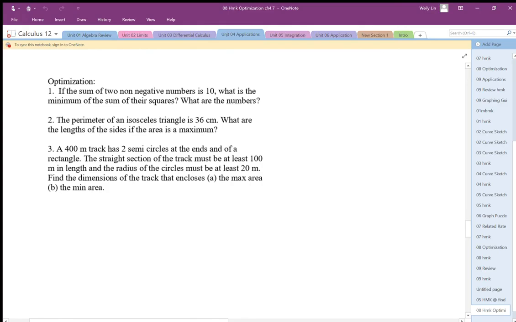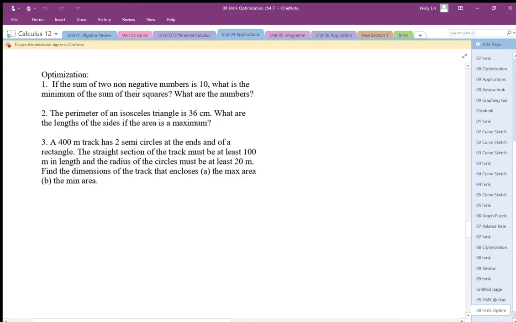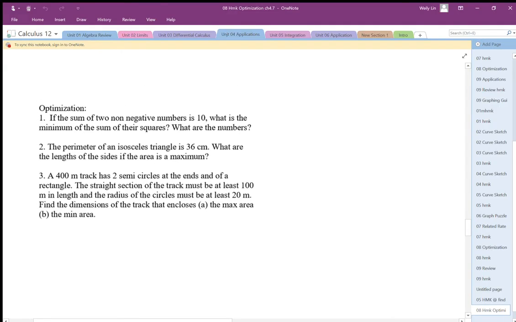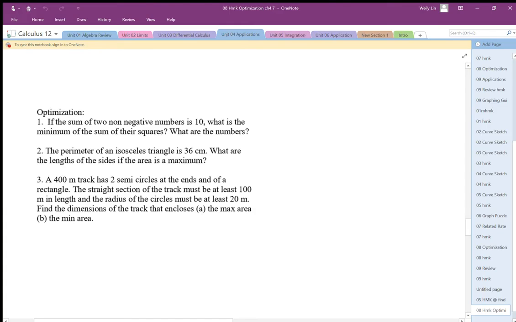So I'm going to go over the three optimization problems from this homework. The optimization problems are the ones at the end of the worksheet here. So I'm going to go over question number 1. It says the sum of two non-negative numbers is 10. What's the minimum sum of their squares?